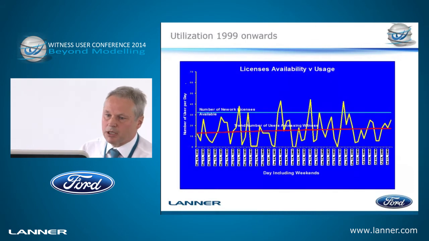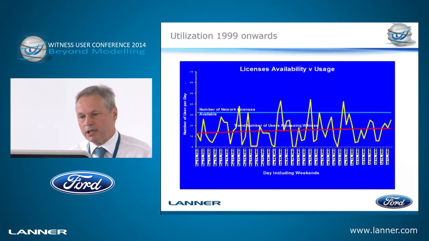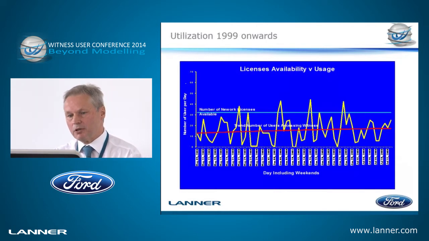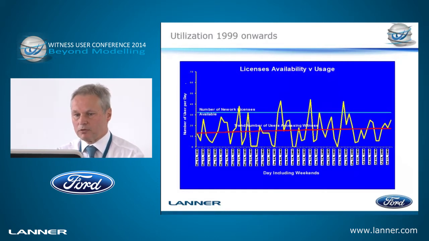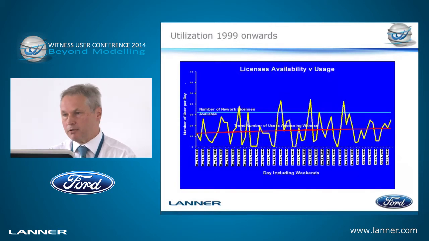So this was 1999. We had about 14 users. This is where we globalised, and we see that in doing this we're able to maximise the usage. We grew the users, but also we were able to capitalise on the network licenses, and at various times went above the total licenses that we had.